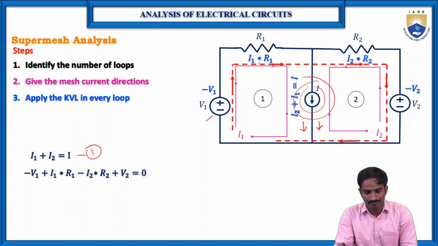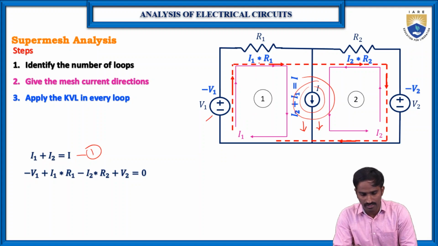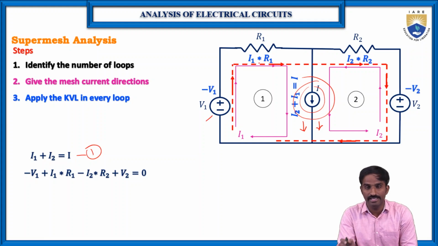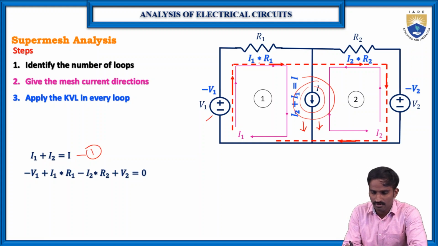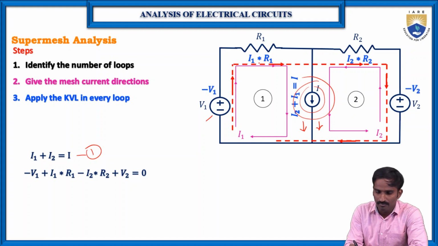Of course, here again it is based on the direction of the current. So whether the super mesh current direction and the actual mesh current direction are the same or not is also important. Here, as you can see, the super mesh current direction is like this, and the loop current direction of I1 is also the same. So that's why here we are taking the basic way, that is minus V1 plus I1 into R1.